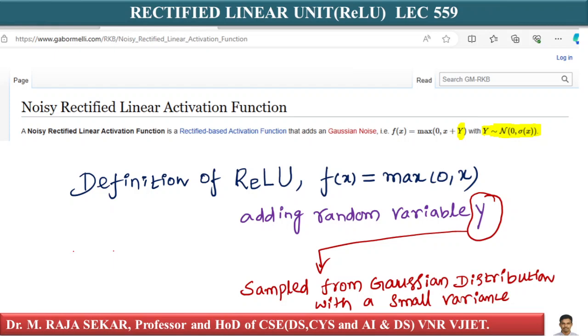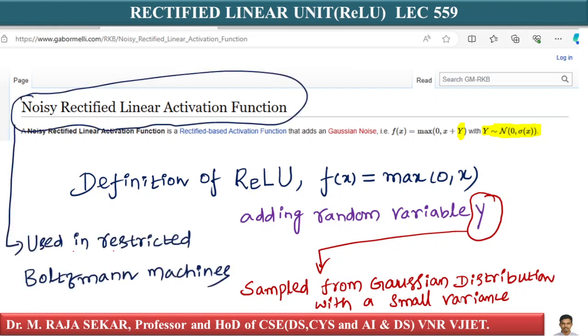Noisy ReLUs are used in special models called restricted Boltzmann machines, and are very often used in standard multilayer perceptrons. But we will try to understand this noisy ReLU in future classes.